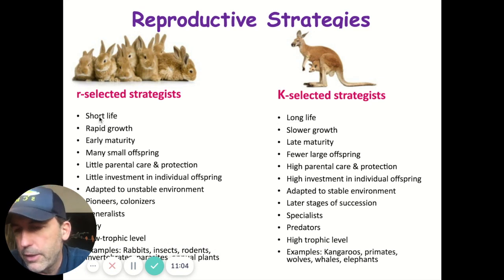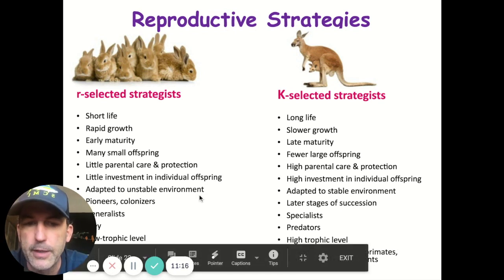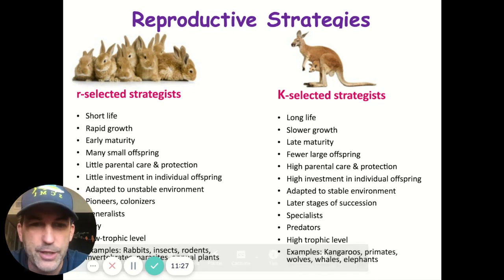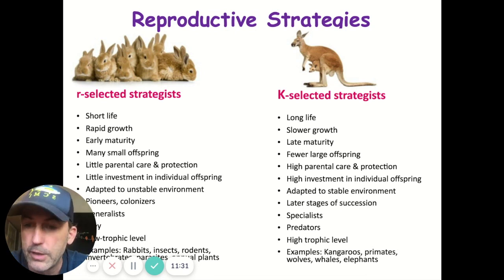Okay, R characteristics: short life, rapid growth, early maturity, reaching reproductive maturity very early on in their lifespan, and little parental investment in individual offspring. Whereas contrast that with K strategists, they have high parental investment in the offspring, high parental care. They take care of their offspring sometimes for long periods of time, like 18 to 20 years, and tend to have fewer large offspring and really, really nurture those offspring.